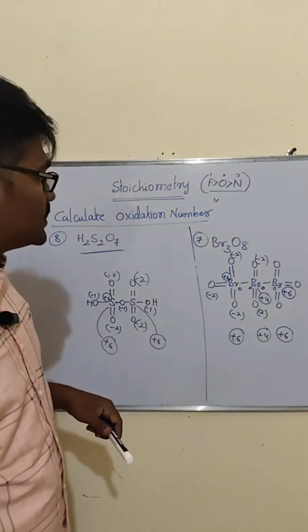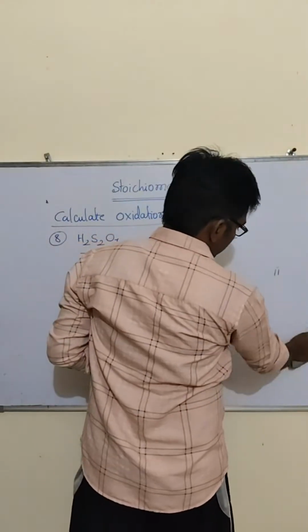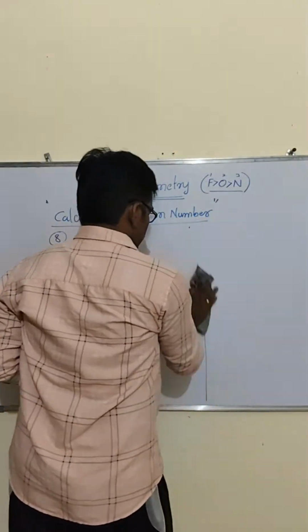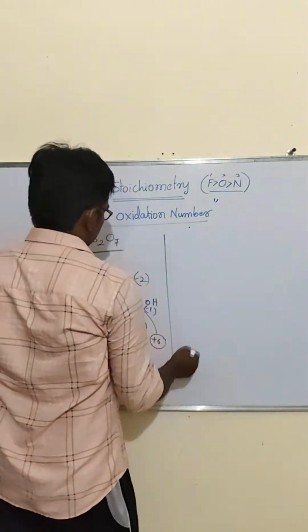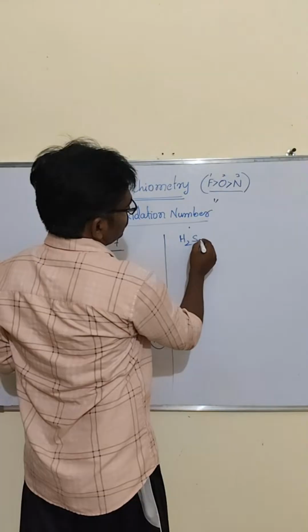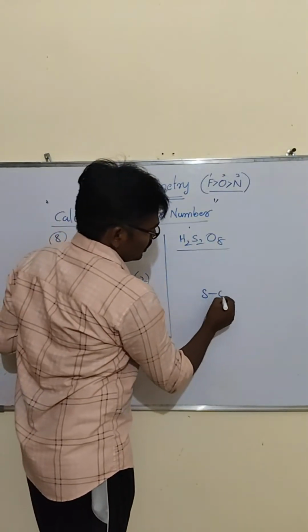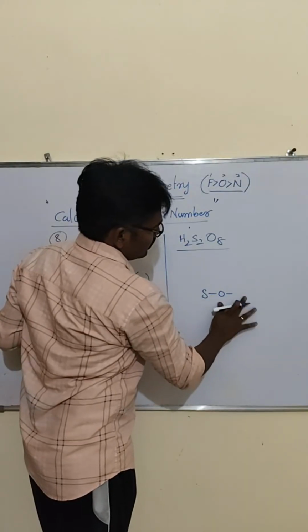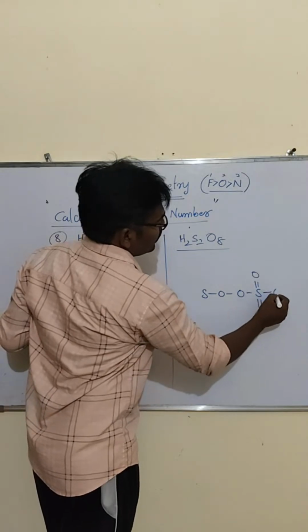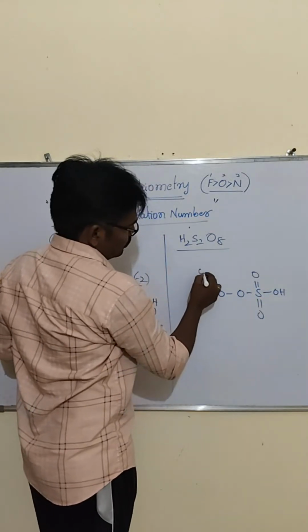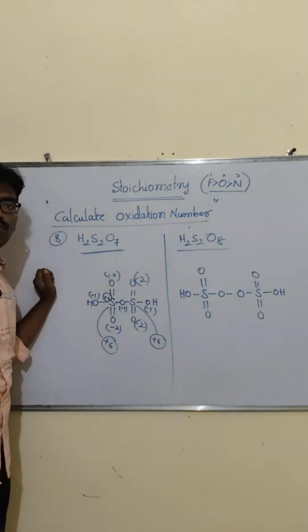Then peroxy disulfuric acid will be present. Peroxy disulfuric acid we call H2S2O8. H2S2O8. That is actually sulfur bond oxygen, oxygen bond sulfur, then double bond O, double bond O, then bond OH, then double bond O, double bond O, then bond OH. This is the original structure of H2S2O8.